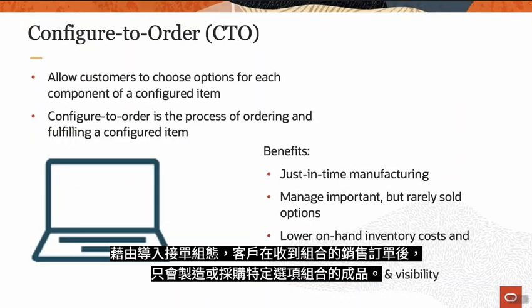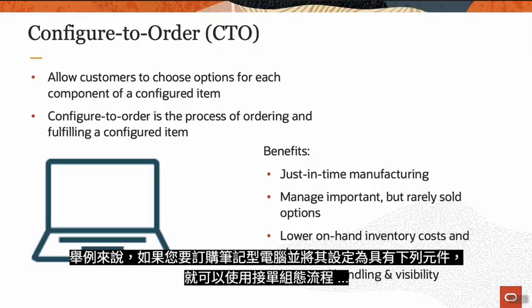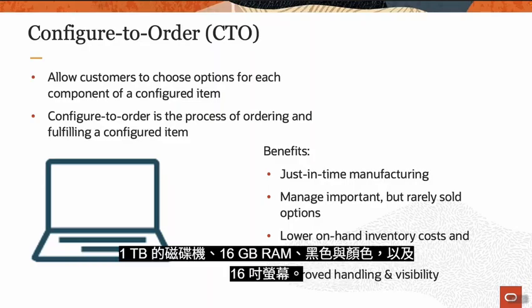By implementing configure-to-order, customers will only manufacture or procure a finished good with a particular combination of options once a sales order for the combination is received. As an example, the configure-to-order flow could be used if you wanted to order a laptop and configured it to have the following components: 1 terabyte of drive, 16 gigabits of RAM, black in color, and with a 16-inch screen.